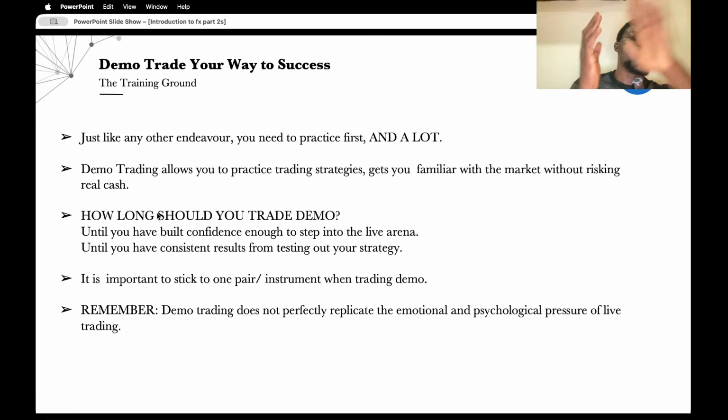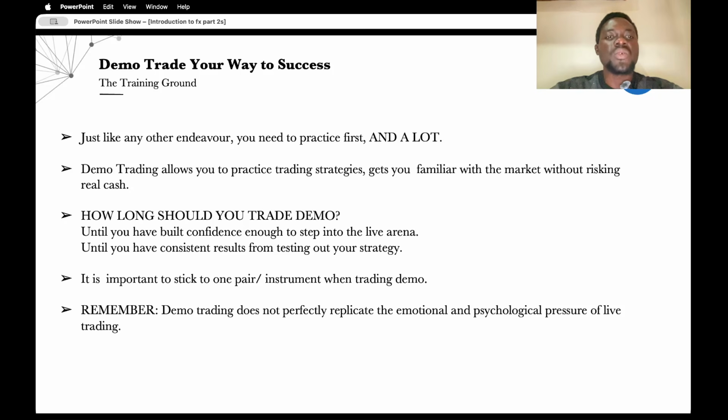How long should you demo trade? Until you have built enough confidence to step into the live arena. Some people don't have that confidence to step into a live account, so what you can do is practice. What most people fail to do is that they see it as just a demo. They don't attach value to it. They don't see that it's not the money or the numbers they are trading, it's their strategy. Your system is what brings you the profit. You get what I'm saying? Good. So if you stick to the system, you are going to make profit. It's as simple as that.